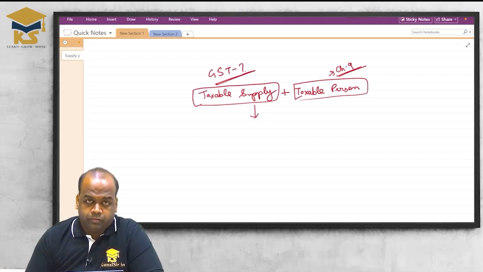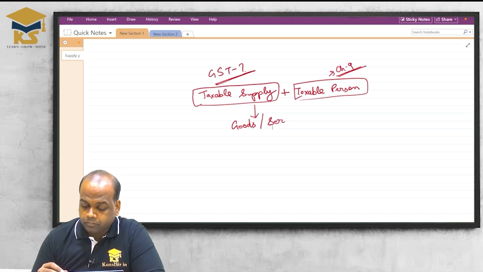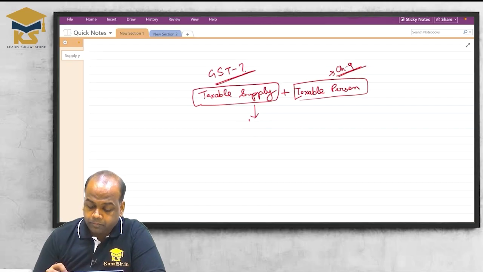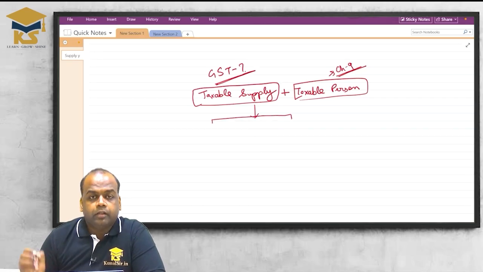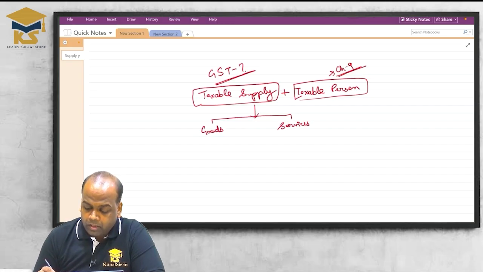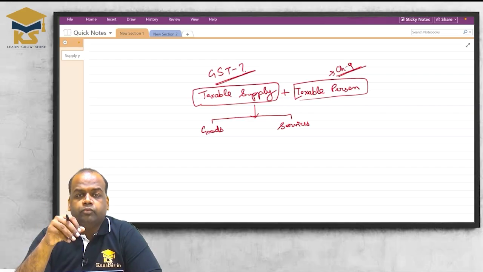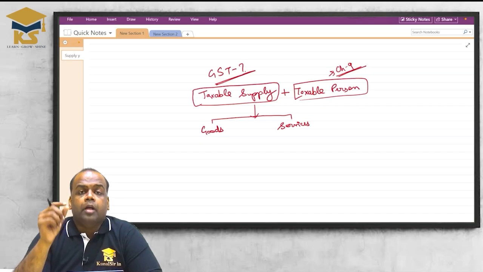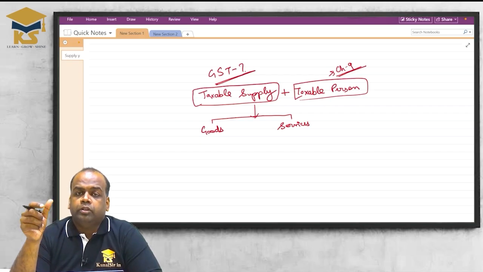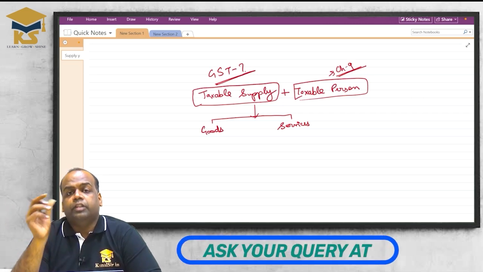Now supply of what? It may be a supply of goods or services. So again we divide supply into 2 parts. It may be supply of goods, it may be supply of services. Now why have you divided supply into 2 parts, supply of goods or supply of services? Because the nature of both things are different. Like goods you can see, but services you cannot see.